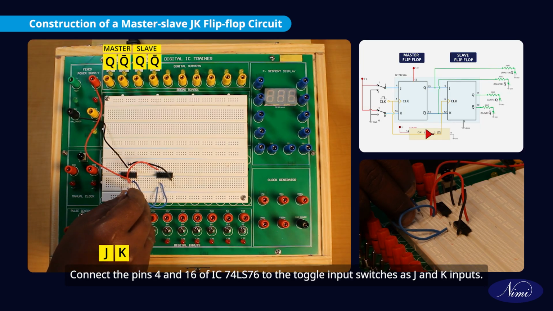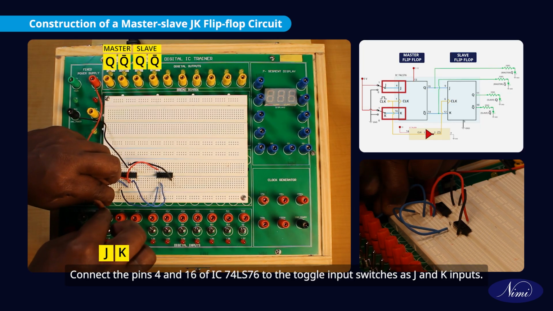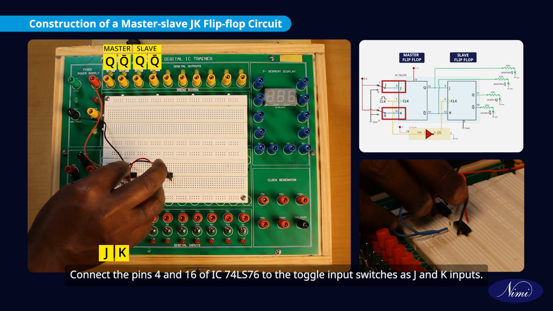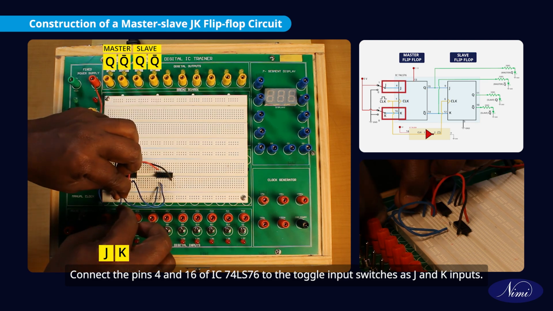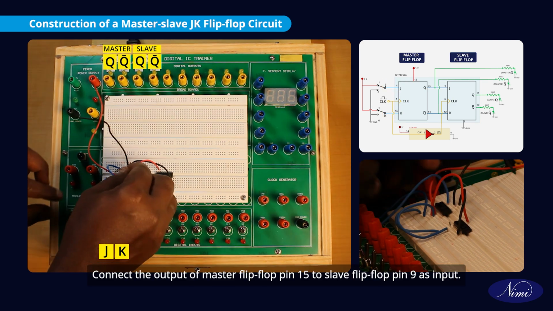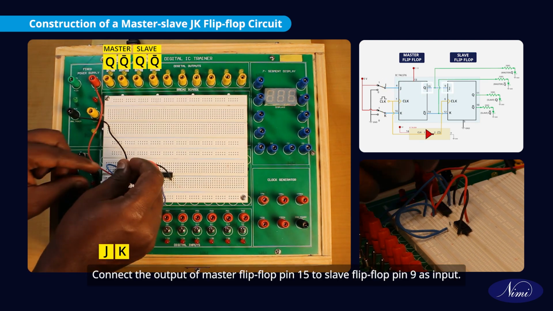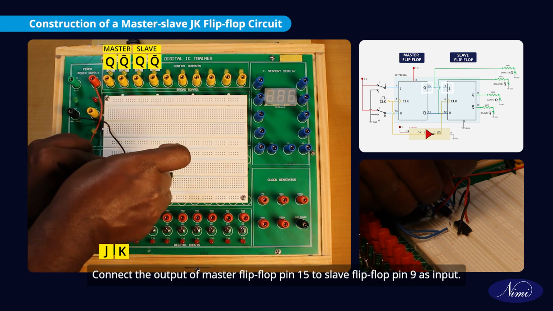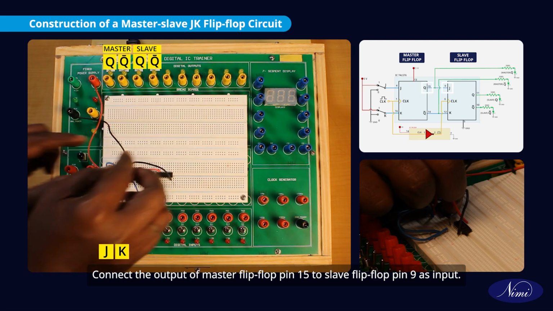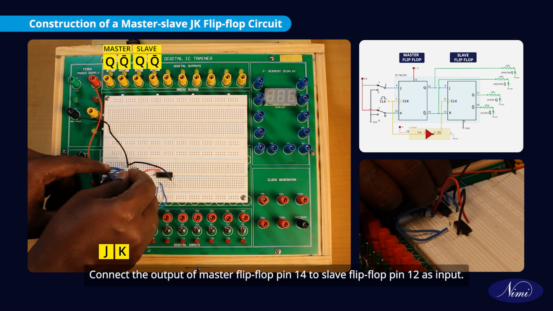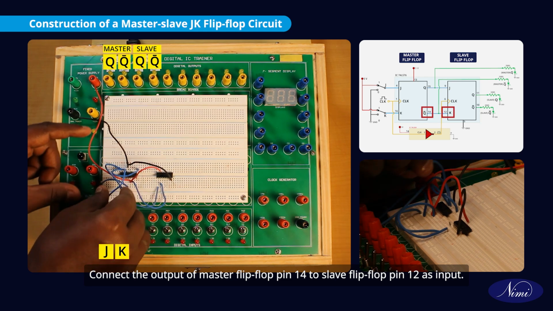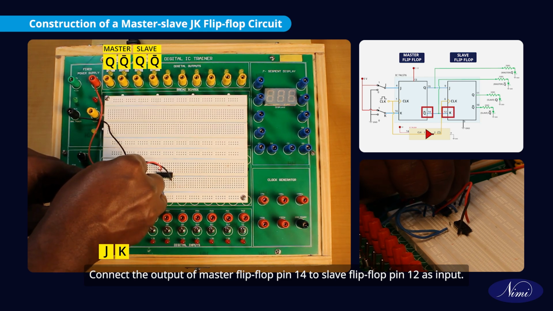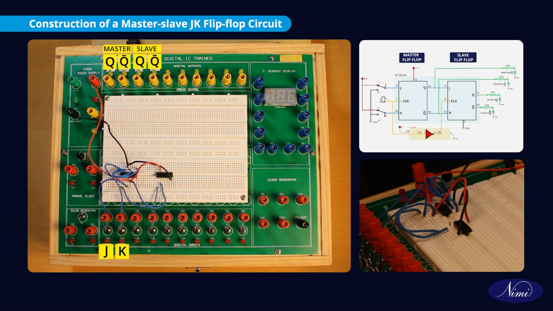Connect the pins 4 and 16 of IC74LS76 to the toggle input switches as J and K inputs. Connect the output of master flip-flop pin 15 to slave flip-flop pin 9 as input. Connect the output of master flip-flop pin 14 to slave flip-flop pin 12 as input.